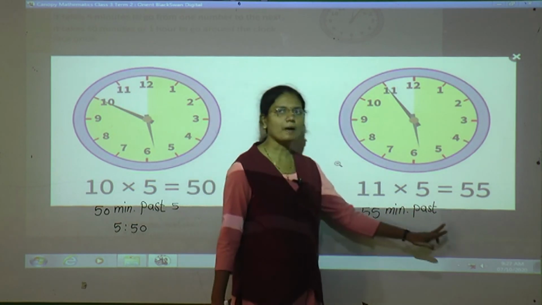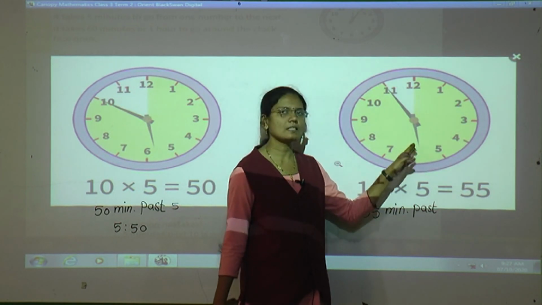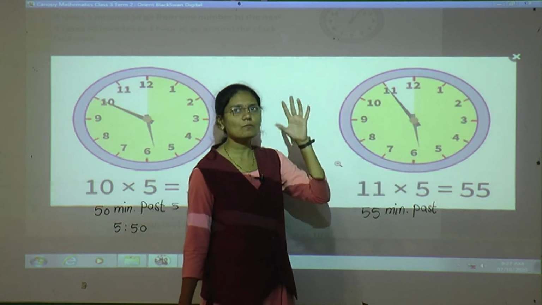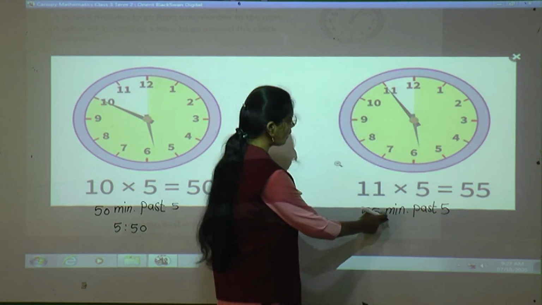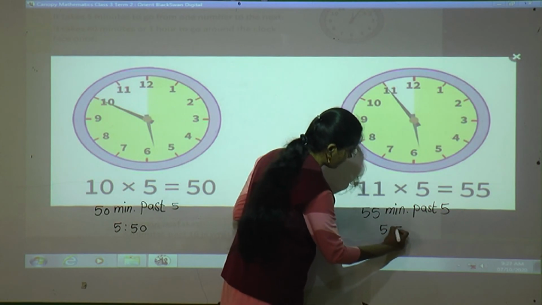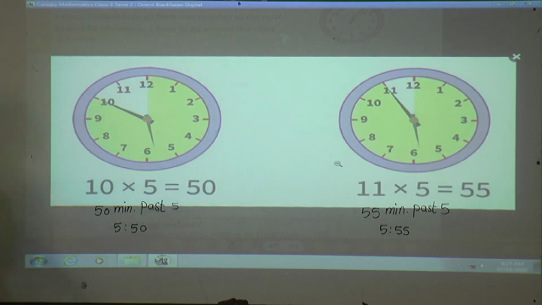Now what you will do? You will see where is the hour hand. Yes, it has crossed 5 number. So here we will write 5. 55 minutes past 5 means 5:55. In this way, in these two ways we can write the time. Okay.